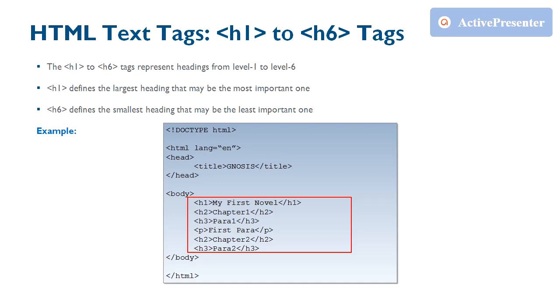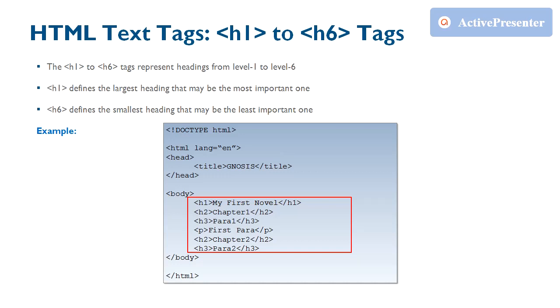Now let's look at the H tag. H stands for heading. Heading is nothing but something which you want to stand out, something which is bolded and larger. So we have H1 to H6 tags which represent headings from level 1 to level 6. H1 defines the largest or the most important heading, and H6 defines the smallest or the least important heading. Let's look at an example.